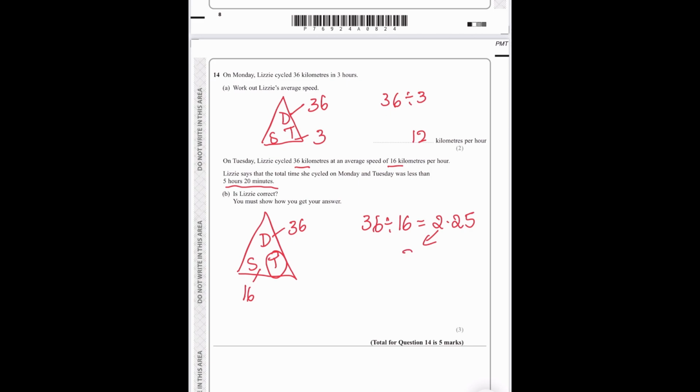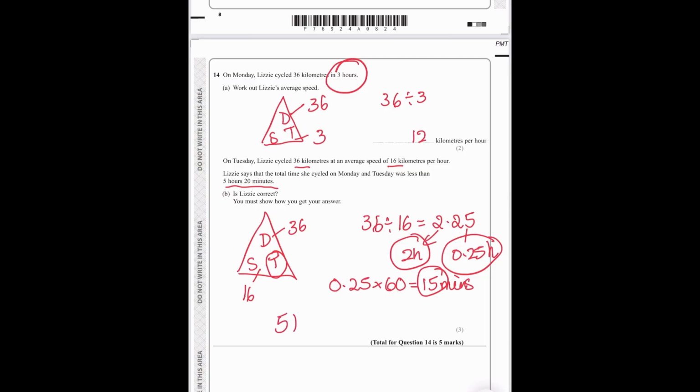So that is 2 hours and 0.25 hours. Now convert that to minutes. We do 0.25 times 60 because there are 60 minutes in an hour, and that gives me 15 minutes. So in total, she did 3 hours. Add 2 more hours is 5 hours. Add 15 minutes is 5 hours 15 minutes. So is Lizzie correct? She said that she was less than 5 hours 20. So yes, she is correct.